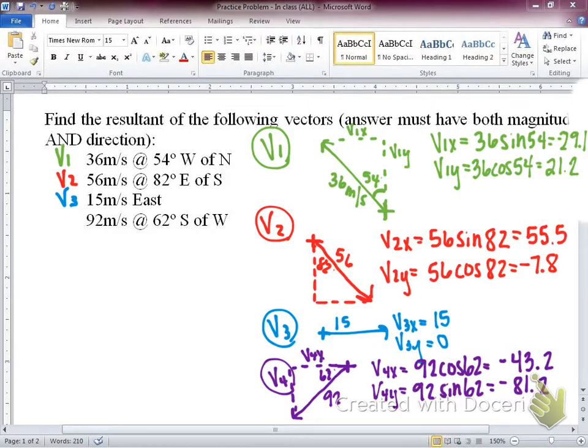All right, so do we agree with our components? Yes or no? All right, so what's our next step? Add all the x's and add all the y's. Okay, so let's go ahead and do that. And I'm just going to call this v sub x for our resultant vector. We're going to add all of our x's, so negative 29.1 plus 55.5 plus 15 minus 43.2.